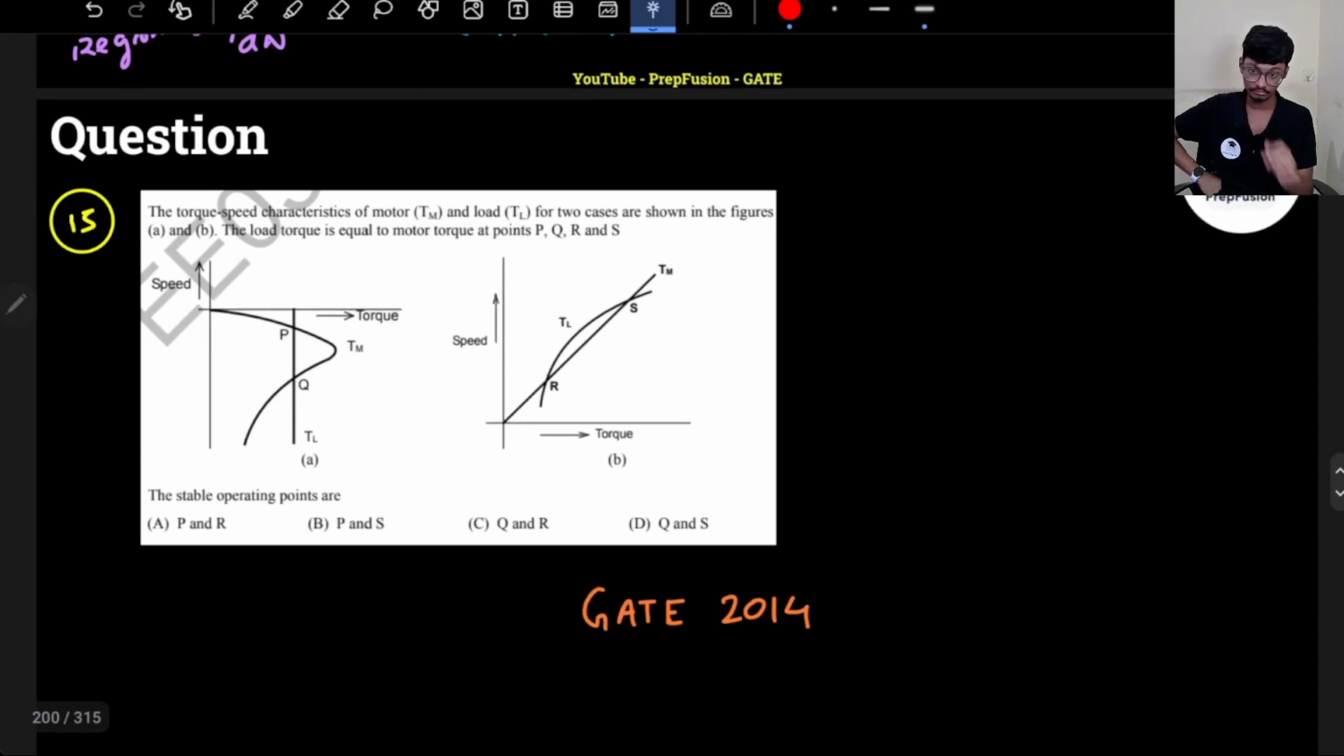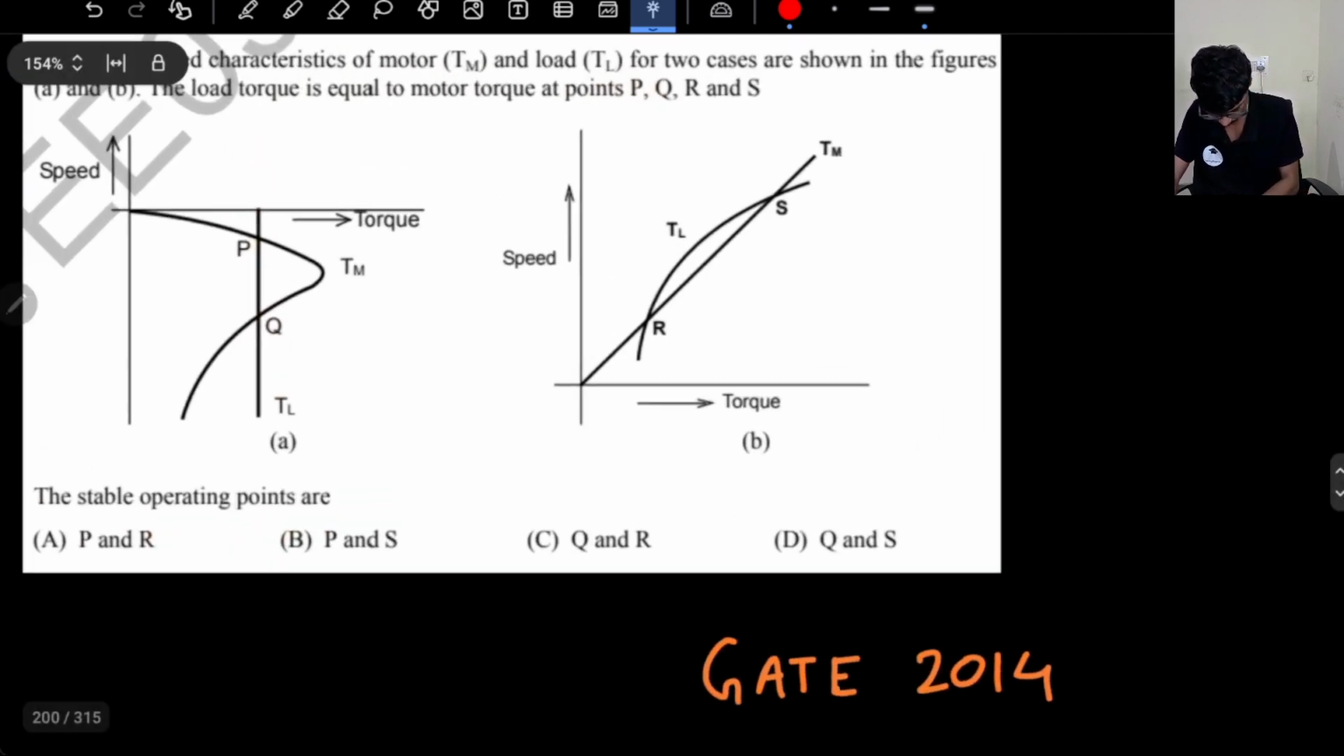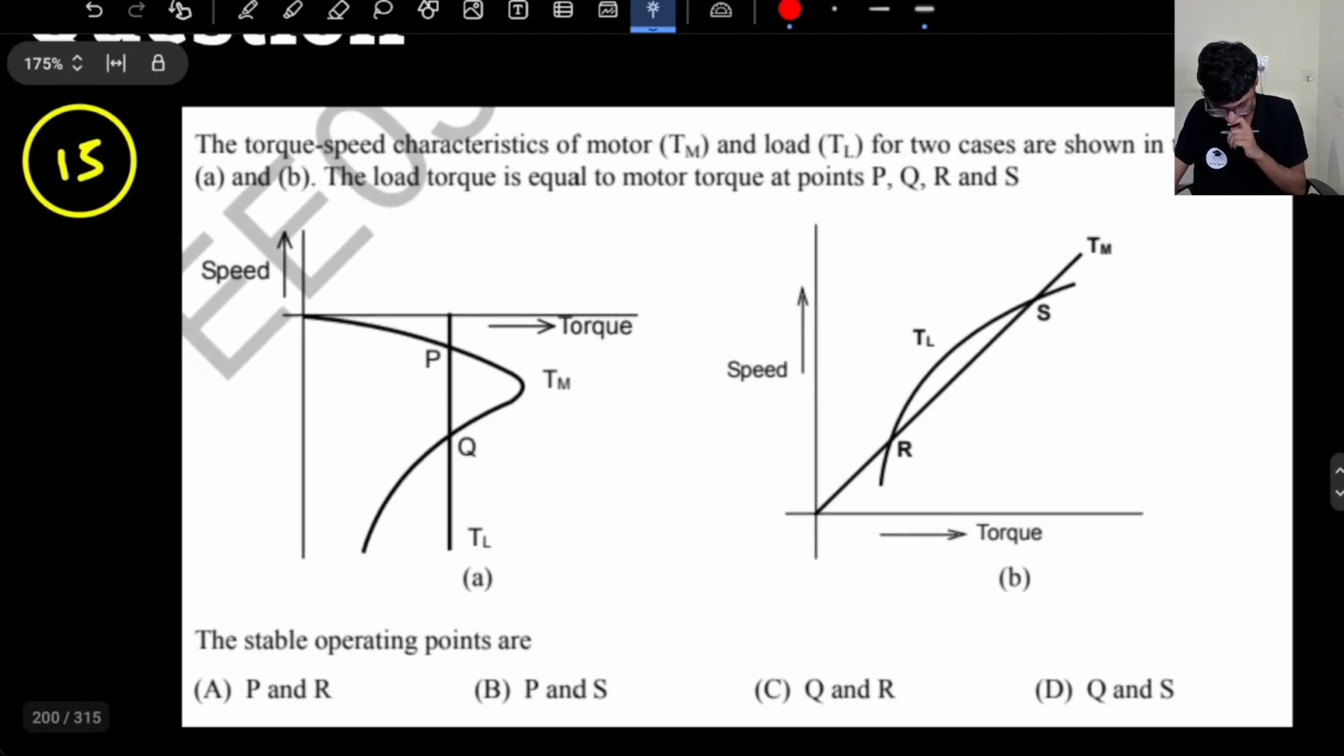Some questions came in GATE itself. So this question came in GATE: the torque-speed characteristics of a motor with respect to the load torque in two cases are shown. What are the stable operating points? Either you can use the formula or you can go with basics, whichever is suitable to you.